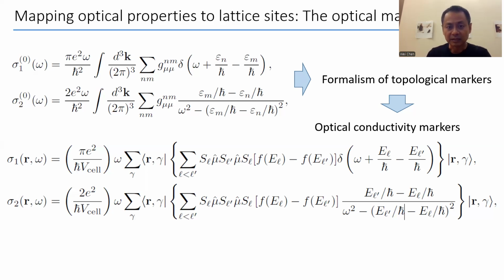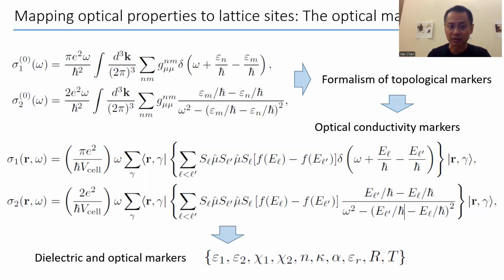So once you have these optical conductivity markers, you can put them back into the formula that I showed you in the very first slide that converts all these dielectric and optical properties into optical conductivity. In this way, you can also map all these dielectric and optical properties to real space individually on every lattice site. For instance, the dielectric constant, charge susceptibility, the refractive index, the absorption coefficient, reflectance, and transmittance can all be mapped individually on every lattice site.